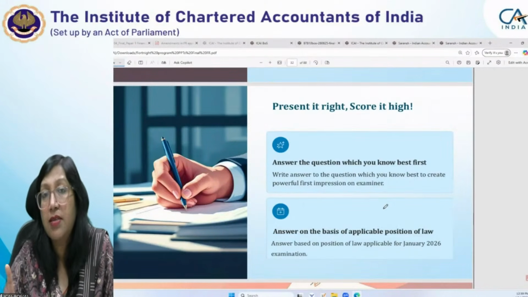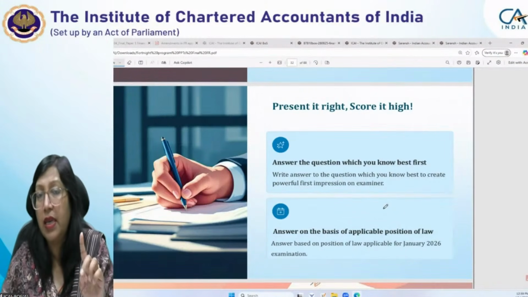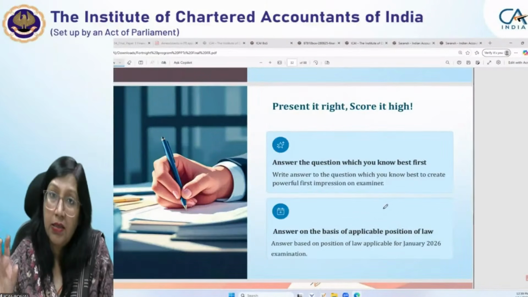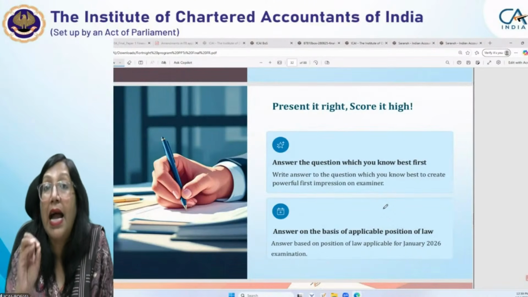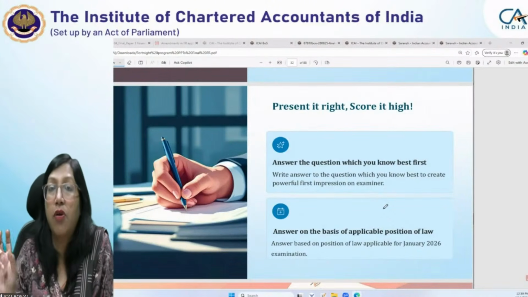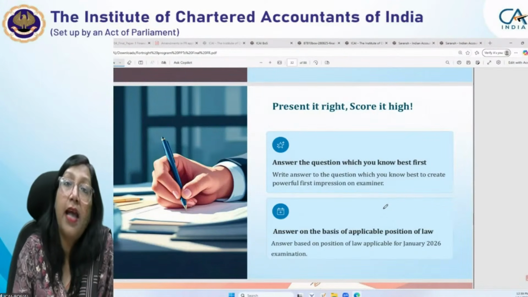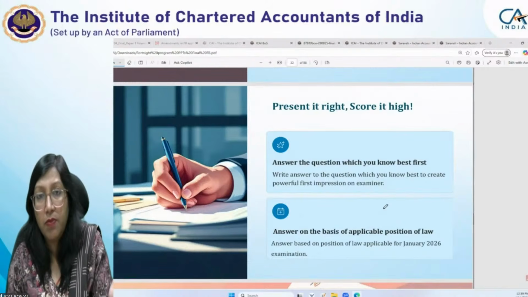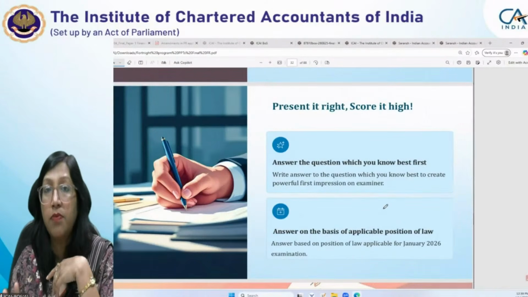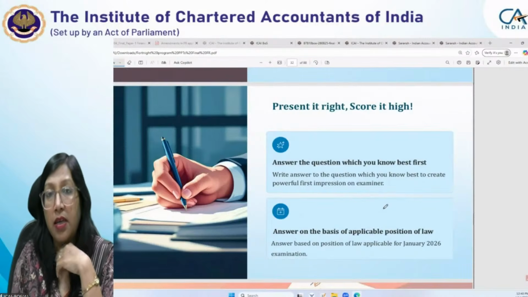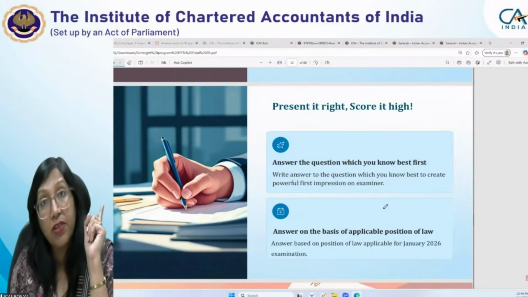It is not necessary that you start with question one, then question two, then question two A, B. No. You are given 15 minutes for your descriptive question paper to study it, identify at a glance which question you are confident about and will be able to attempt, and start with that question. If you find you can solve question 3A, start your answer with 3A, not with answer 1. So answer the question which you know best.